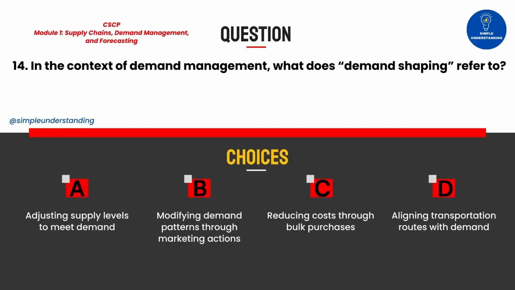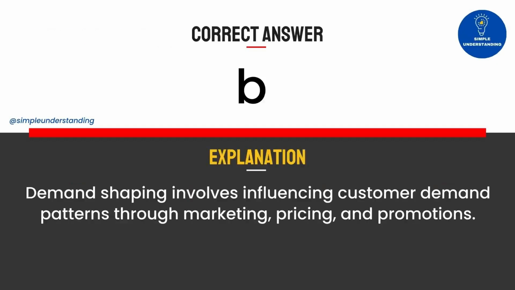14. In the context of demand management, what does demand shaping refer to? A. Adjusting supply levels to meet demand. B. Modifying demand patterns through marketing actions. C. Reducing costs through bulk purchases. D. Aligning transportation routes with demand. Correct answer B. Explanation. Demand shaping involves influencing customer demand patterns through marketing, pricing, and promotions.